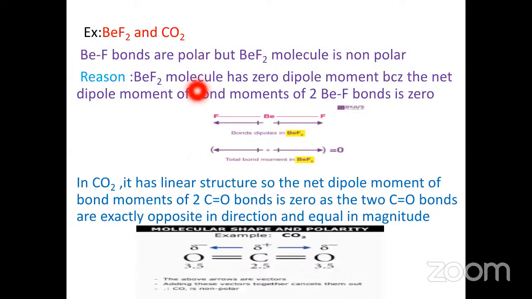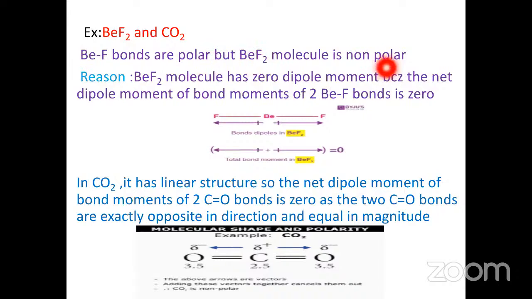Now let us discuss BeF2 and CO2 molecules. In BeF2, the Be-F bonds are polar, but the BeF2 molecule is non-polar. What is the reason? First, how are these Be-F bonds polar? Because in the Be-F bond, fluorine has the highest electronegativity value, so fluorine attracts the electron pair towards itself. That is the reason it gets the partial negative charge and beryllium gets the partial positive charge. So the Be-F bonds are polar, but the BeF2 molecule is non-polar.